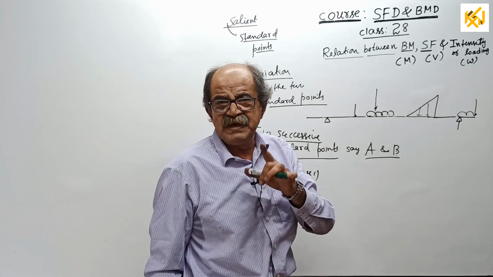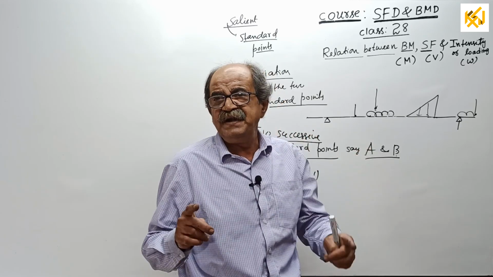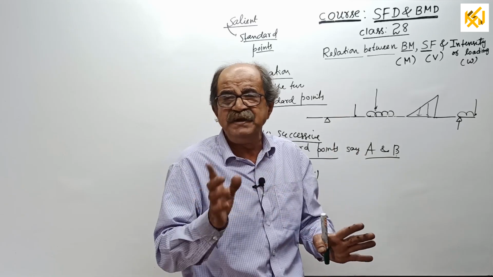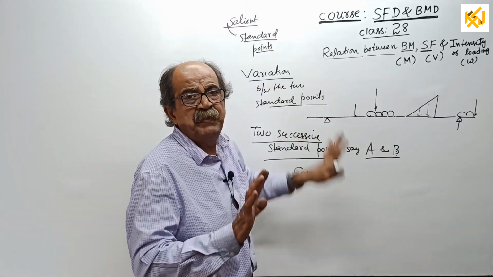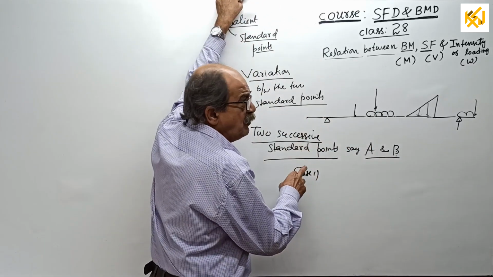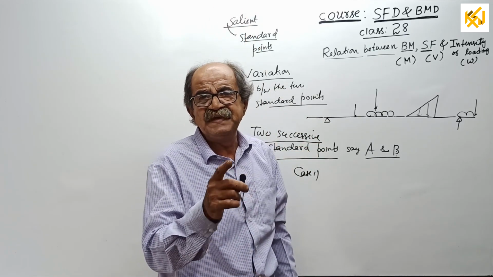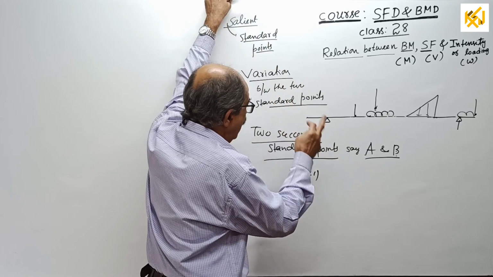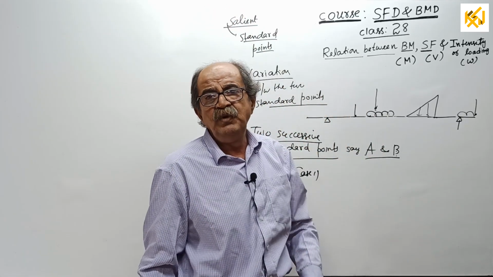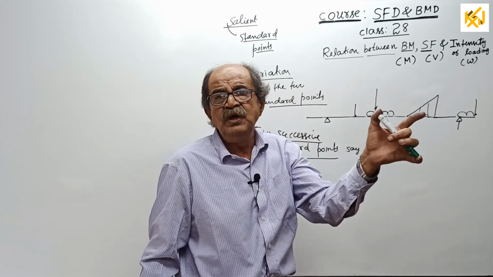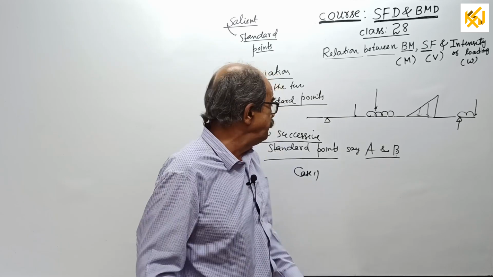To draw SFD and BMD, you need ordinates at the two successive standard points throughout the beam, and then join them properly. So now I am discussing how the variation is: the variation of shear force between two successive standard points, or the variation of bending moment between two successive standard points. I am telling successive standard points, very important.